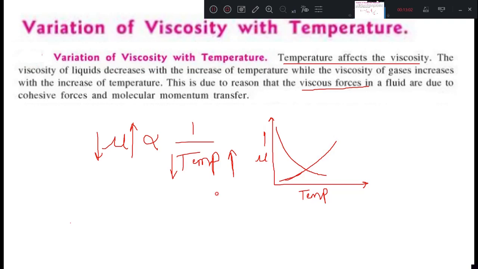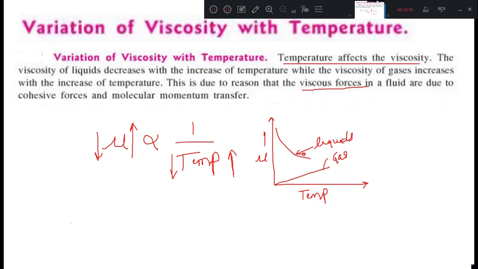This is due to the reason that the viscous forces in a fluid are due to the cohesive forces and molecular momentum transfer. In liquids, cohesive forces predominate. Sorry, the graph will be like this. This is for liquids and this is for gases. As I mentioned, in liquids the cohesive forces are more predominant.